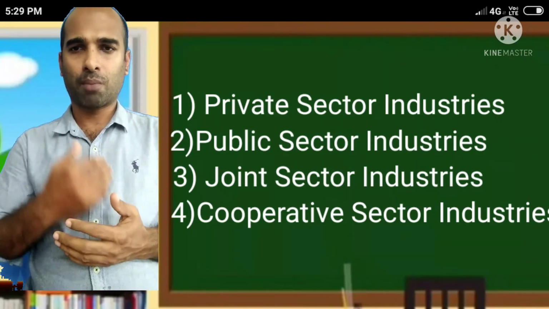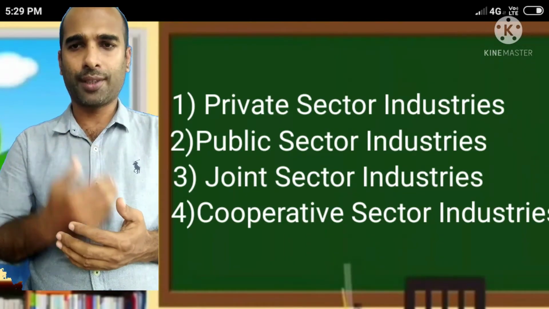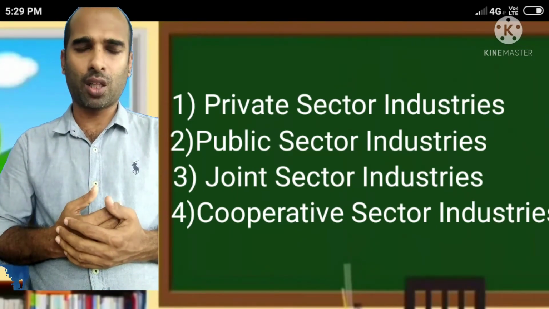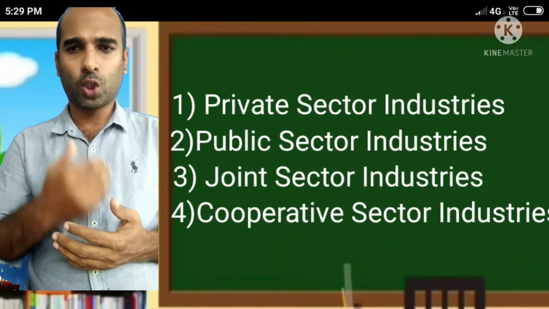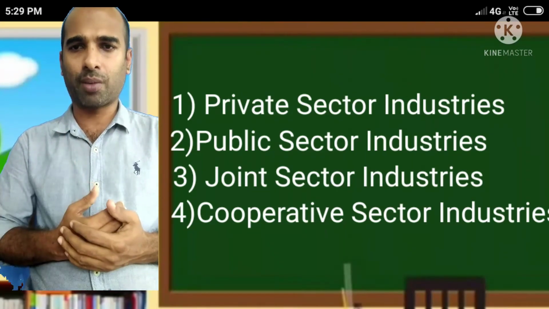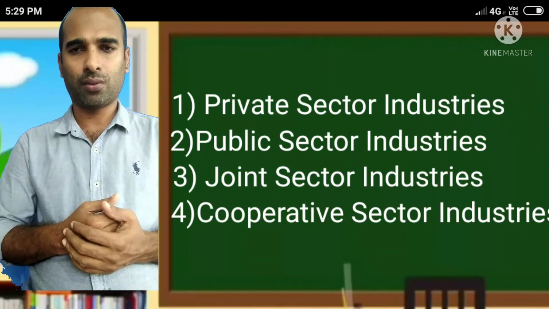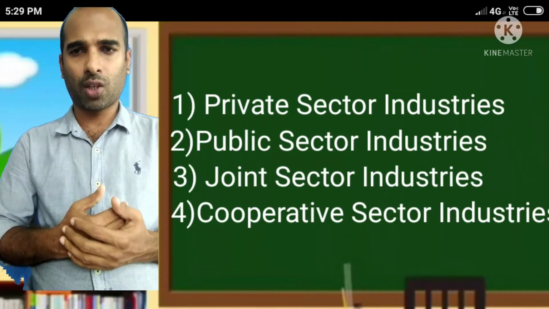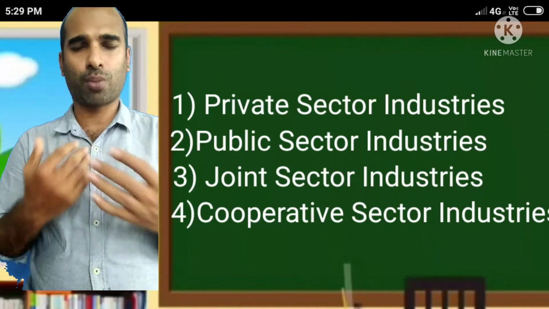What is the public sector industry? This industry is owned and operated by the government. Okay. What is the joint sector industry? Here, the industry is owned and operated by the state or the government and individuals or a group of individuals.